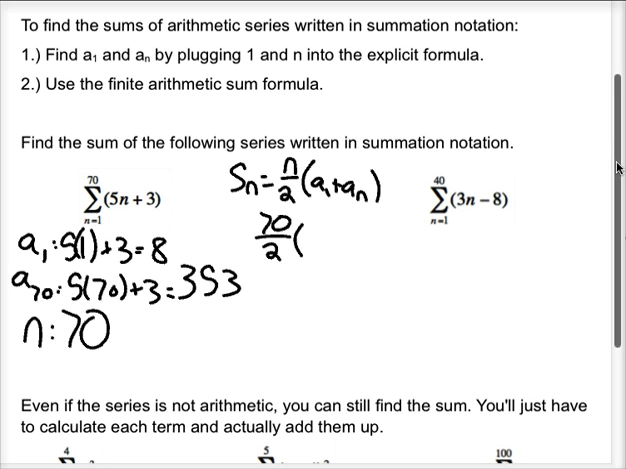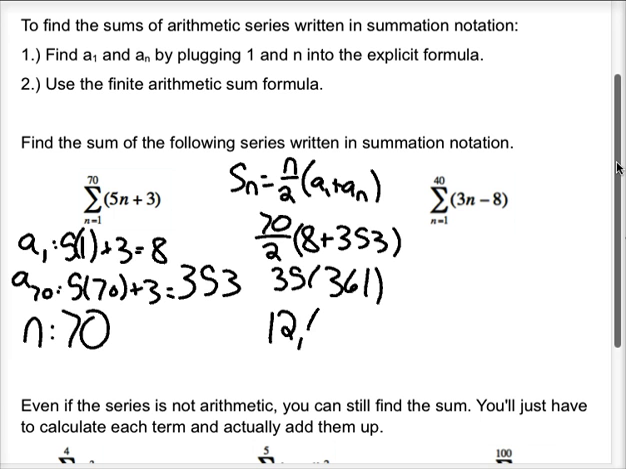70 divided by 2, a1 is 8, an is 353. 70 divided by 2 is 35. 353 plus 8, 361. Multiply those together, you get 12,635. Right, and again, that is it. Done. So, let's take a look at our next one.